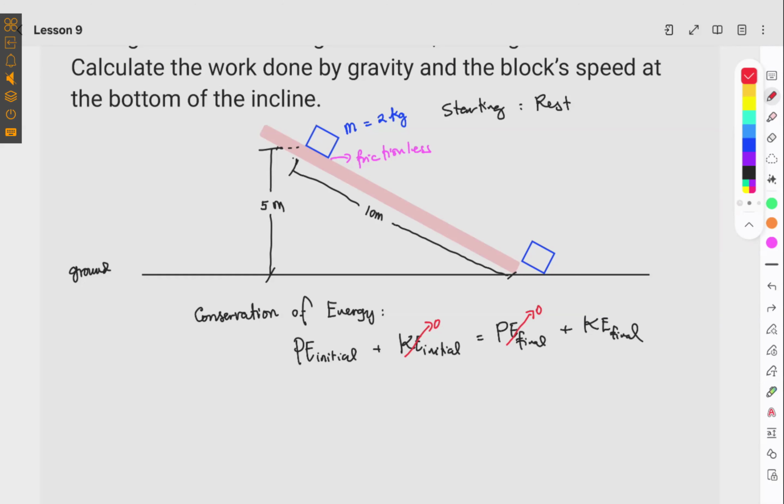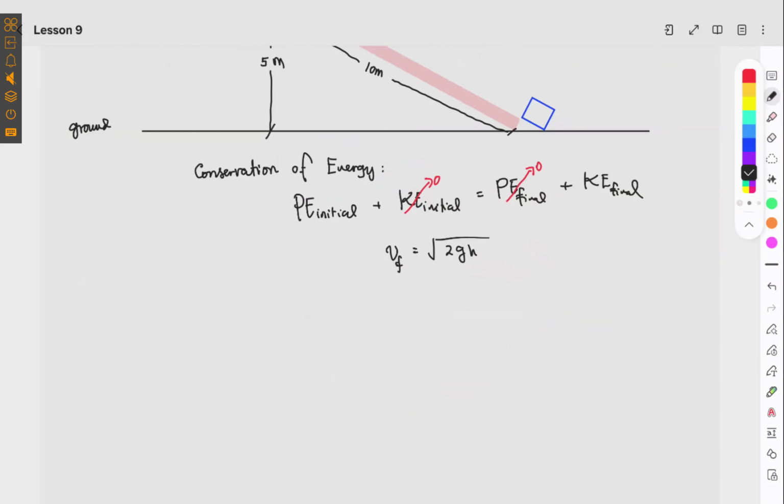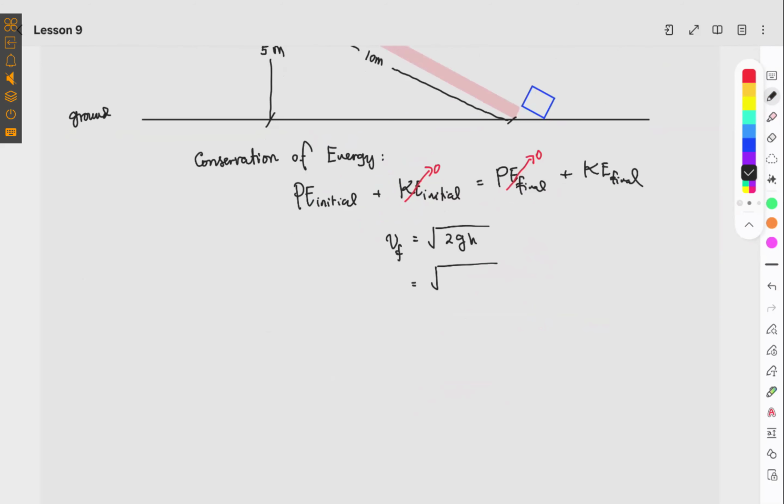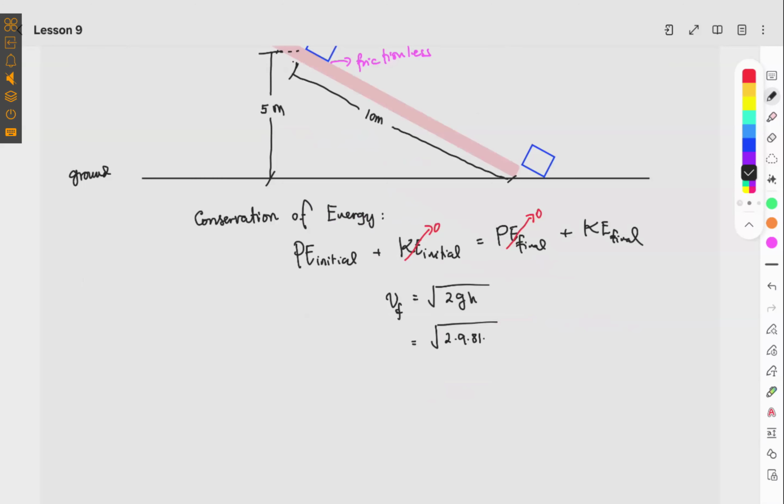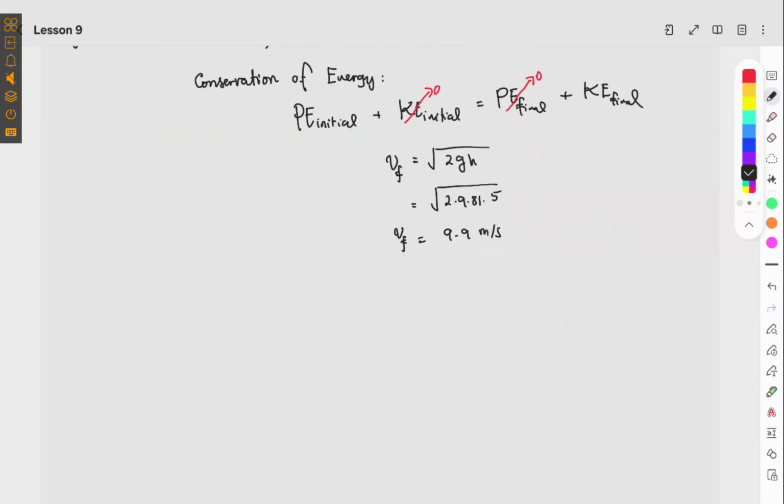Okay, so we calculate this. VF equals the square root of 2gh. We derive this. The speed at the bottom is simply the square root of 2 times 9.81 times the height, which is 5 meters. VF is simply equal to 9.9 meters per second.